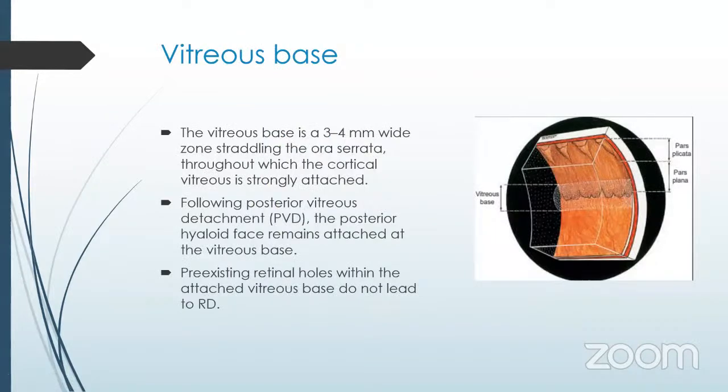Next comes the vitreous base. The vitreous base is one of the strongest attachments of the vitreous, a zone 3 to 4 mm wide straddling the ora serrata, throughout which the cortical vitreous is strongly attached. Following a PVD, the posterior hyaloid face remains attached to the vitreous base. So pre-existing retinal holes within an attached vitreous base usually do not lead to RD.